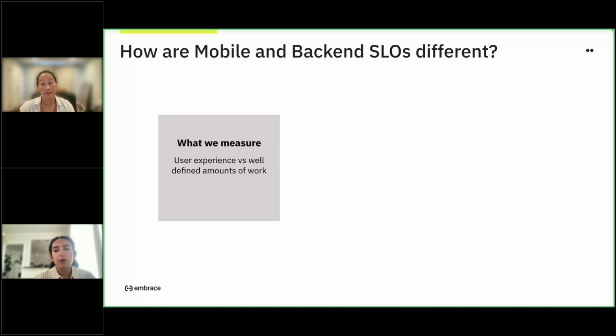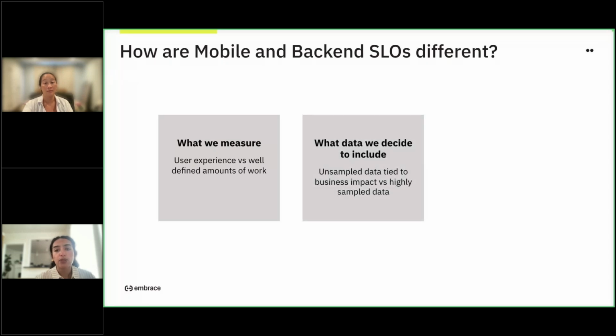So first off, what we measure when it comes to mobile will be very different versus what we might be used to measuring when building backend SLOs. So in mobile, we are interested in measuring the user experience in its entirety, as Christine was talking about before, rather than isolating very specific defined amounts of work like a network response or the availability of a specific server. It's really about that end-to-end, beginning of a user flow to the end of a user flow. What do they see? What are they experiencing?